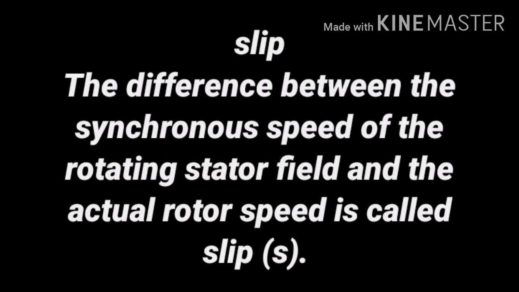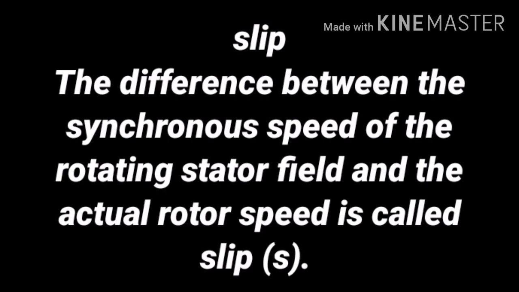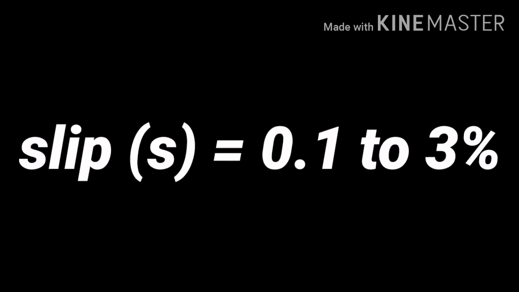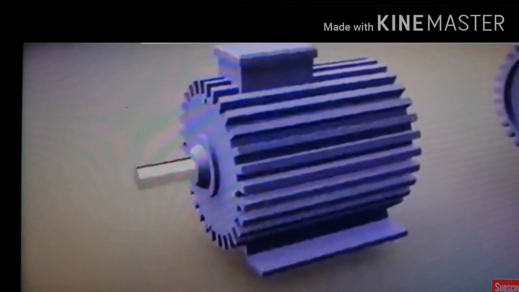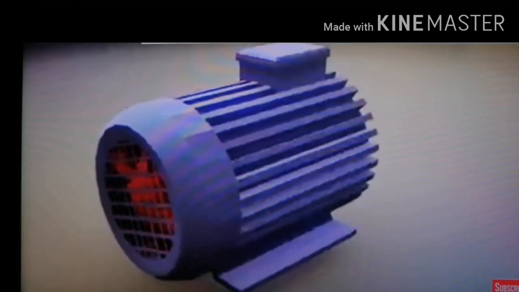Now listen regarding the concept of slip. The difference between the synchronous speed of the rotating stator field and the actual rotor speed is called slip. Generally, it is expressed as a percentage. In an induction motor, the change in slip from no load to full load is hardly 0.1% to 3%. Therefore, a three-phase induction motor is essentially a constant speed motor. So, in this way, the induction motor will work.